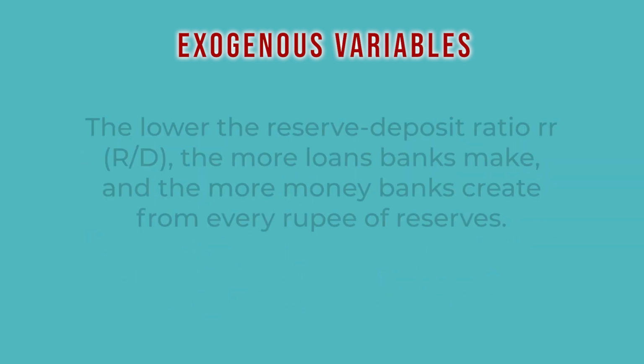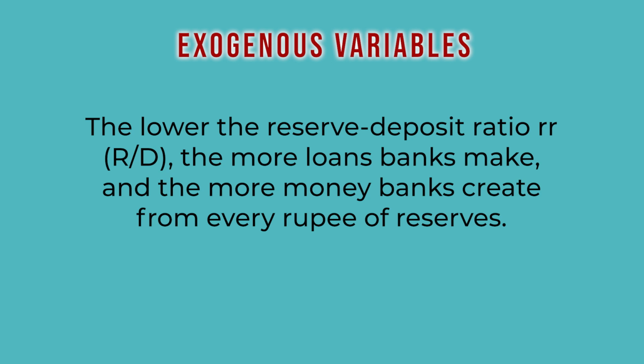In the second case, the reserve deposit ratio: the lower the reserve deposit ratio RR, the more loans banks will be able to make, because they will now keep less as reserves and have more money to lend out. And if banks are able to make more loans, then they can create more money from every rupee of reserves. So this becomes a very important determinant of money supply.